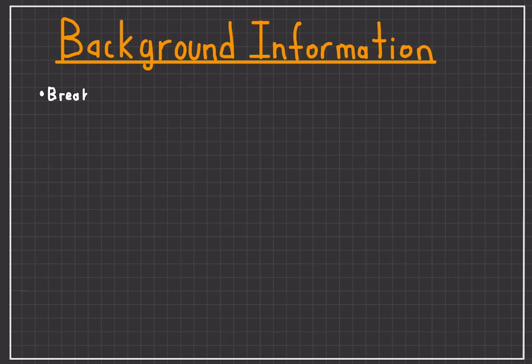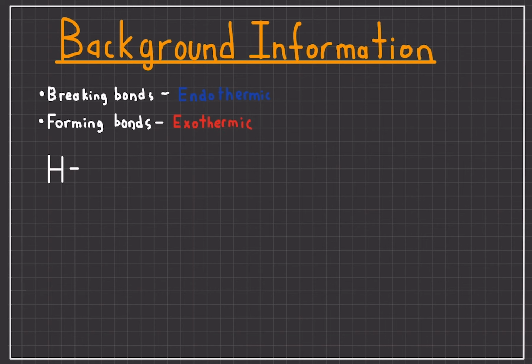First, let's go over some background information. The process of breaking bonds is endothermic, meaning when a bond is broken, it absorbs energy from its surroundings. The opposite is true in forming a bond, as energy is released when a bond is formed. This makes the formation of bonds an exothermic process.